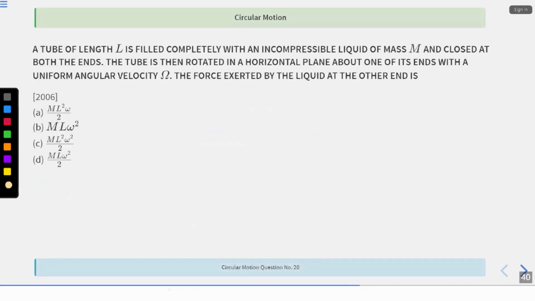A tube of length L is filled completely with an incompressible liquid of mass m and closed at both the ends. The tube is then rotated in a horizontal plane about one of its ends with a uniform angular velocity omega. The force exerted by the liquid at the other end is what? So this is a 2006 question.